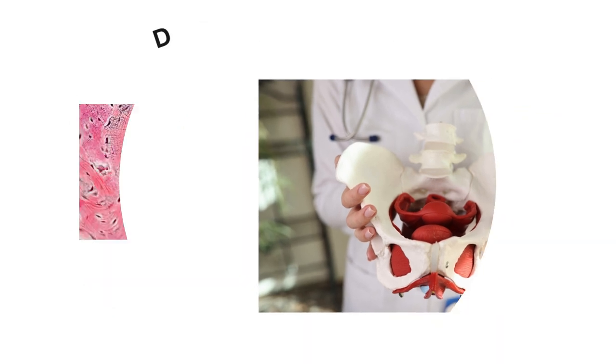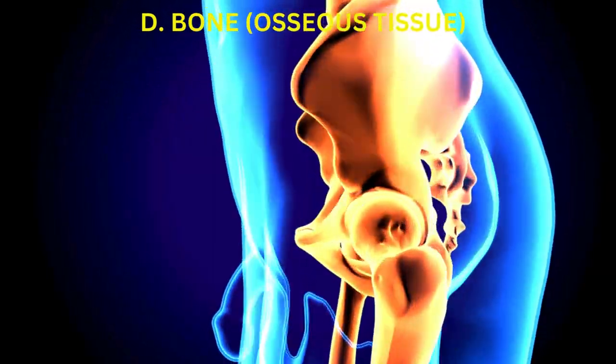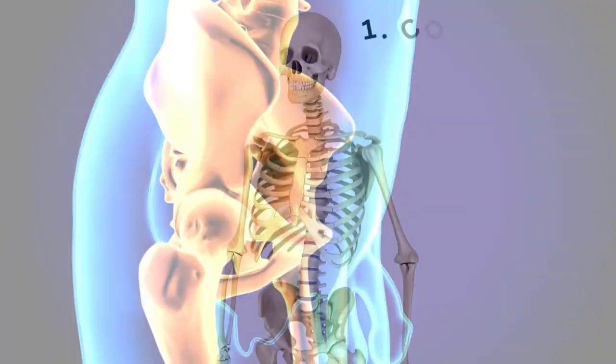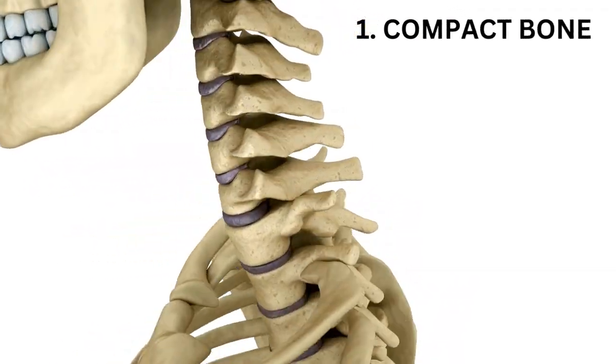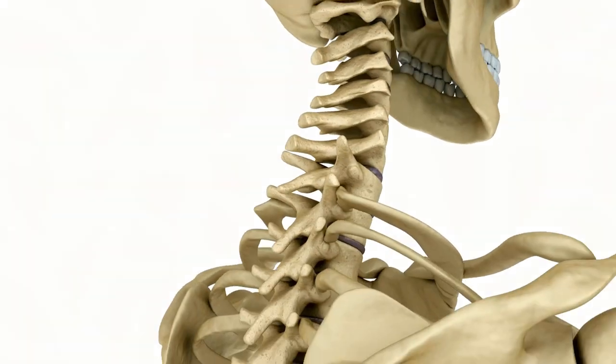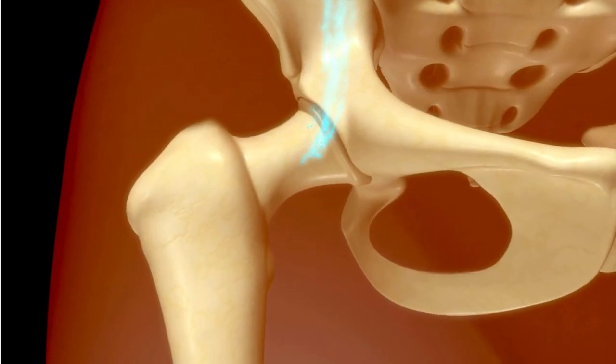D. Bone, osseous tissue. Hard, calcified tissue providing structural support and protection. Subtypes include: 1. Compact bone, dense and solid, forming the outer layer of bones. 2. Spongy bone, less dense, with a honeycomb-like structure, found inside bones.